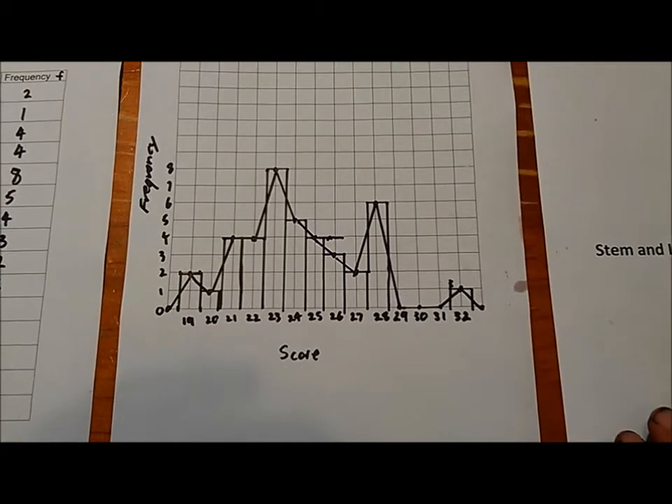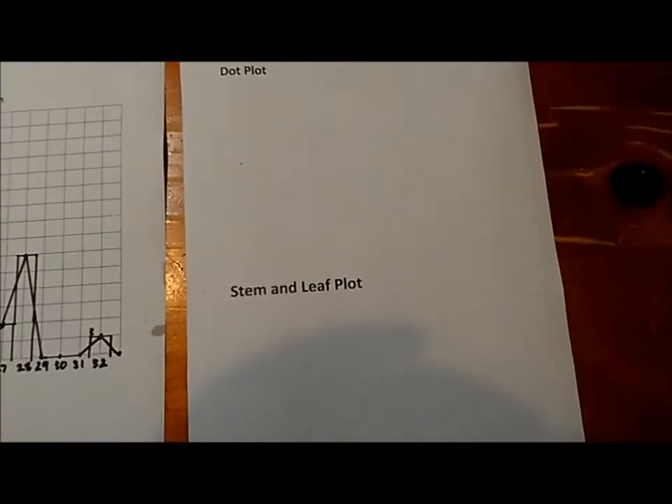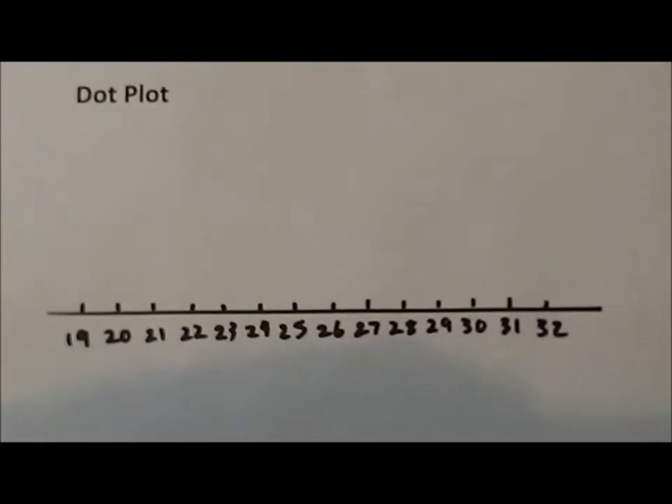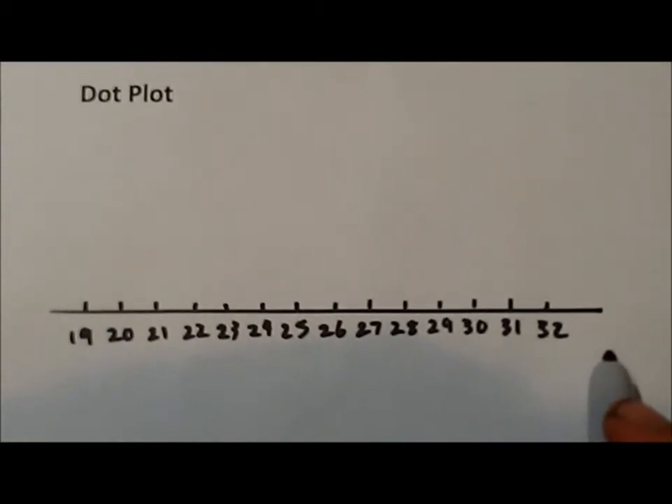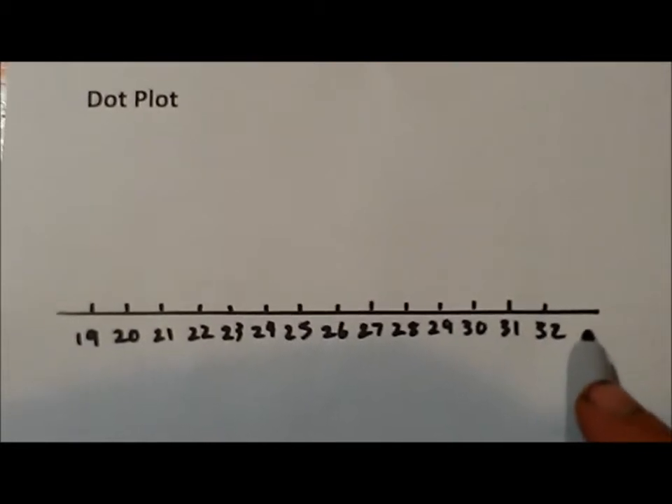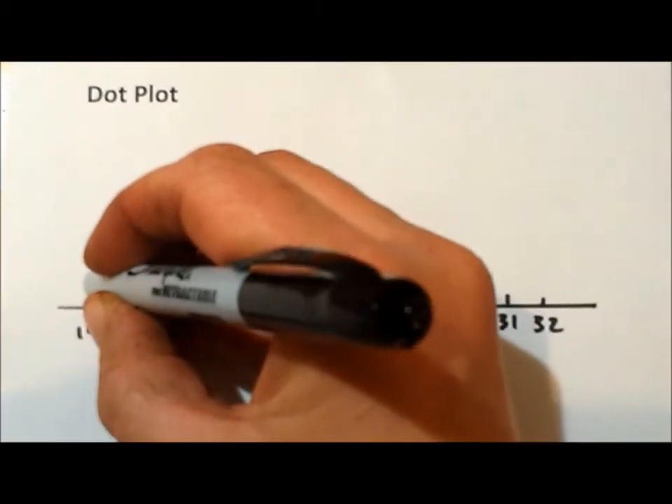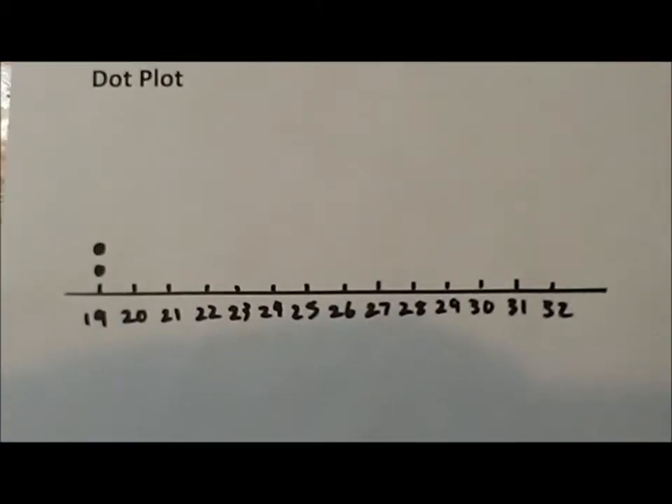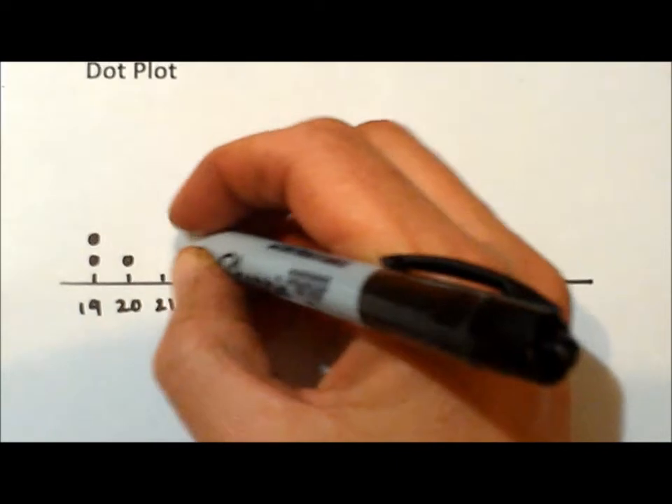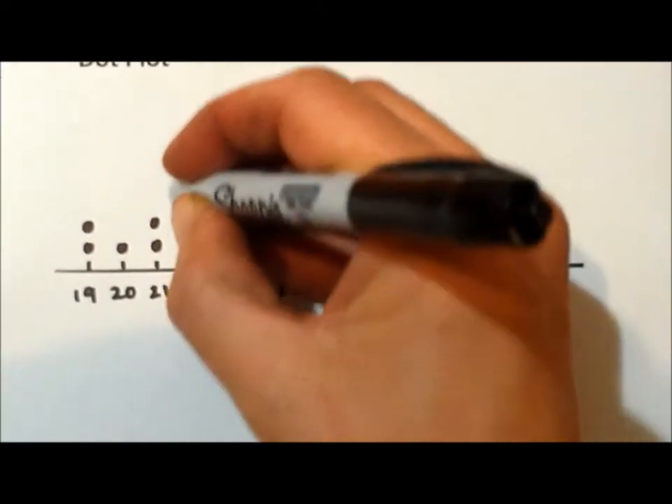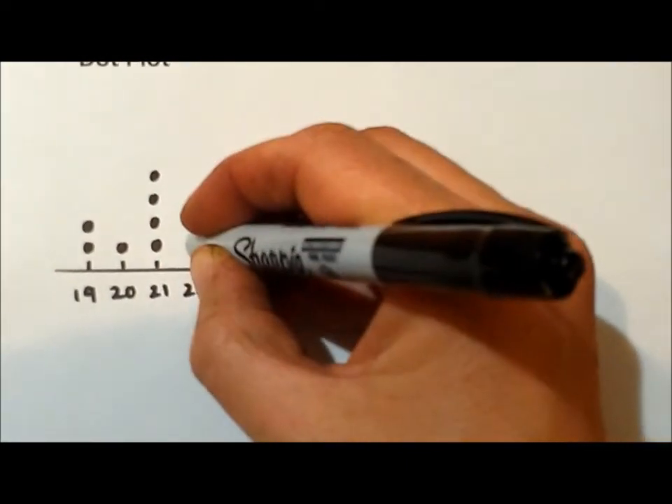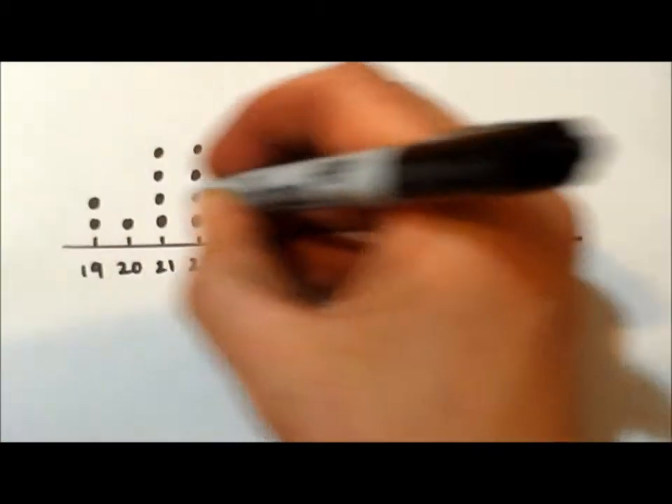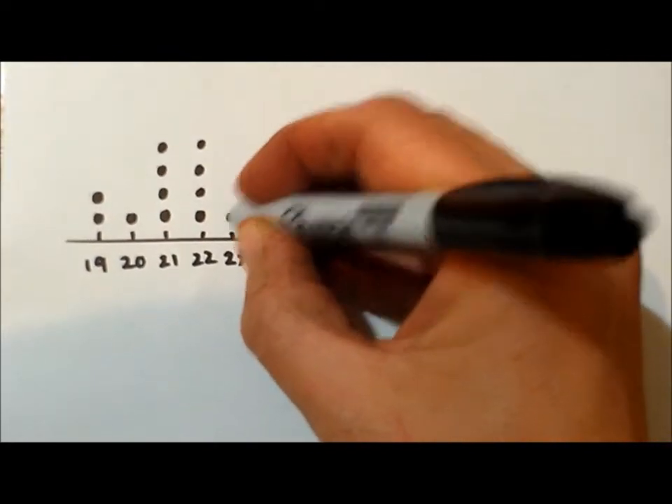Now a couple other ways I could represent this data would be as a dot plot and as a stem and leaf plot. With my dot plot I have a nice scaled axis, and I'm going to use a single dot for every data source. So I have two 19s, so I'm going to put a dot here and a second dot above it representing my two 19s. 20, a single dot. Four 21s, four dots. And I'm going to keep this nice and neat, keeping the dots lined up. So first dot, second dot, third dot, fourth dot.